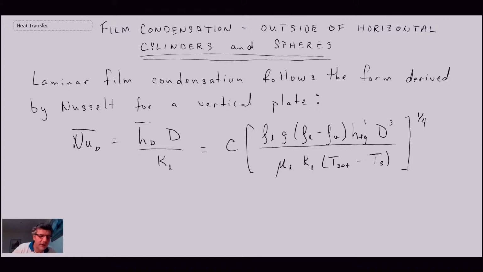So that's the correlation, and with this, C is going to depend upon whether we're dealing with a sphere, and if we're dealing with a sphere, then C is 0.826. And if our problem is dealing with a horizontal cylinder, then it would be 0.729.